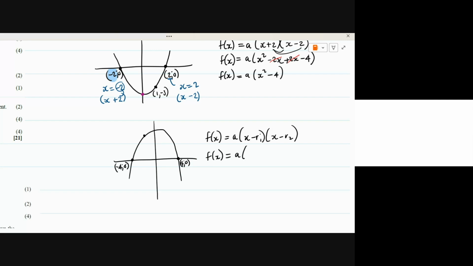And then because this is negative 4, when I put it back in my bracket, I'll put it in as x plus 4. So x plus 4. And because this is positive 4, it will go in as x minus 4. All right. And then I'll get f of x is equal to a, open brackets. This is a difference of squares, so I'm going to end up with x squared minus 16.